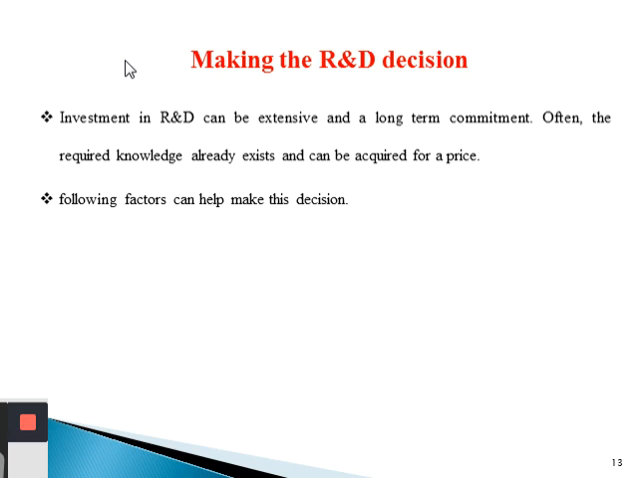Now, making the R&D decision. Investment in R&D can be an extensive and long-term commitment. Often the required knowledge already exists and can be acquired for a price. See, making the R&D decision depends on price. Investment, how much money the company has invested in a particular project, matters here. Then the following factors can help to make the decision. First is proprietariness, second is timing, third is risk, and fourth is cost.